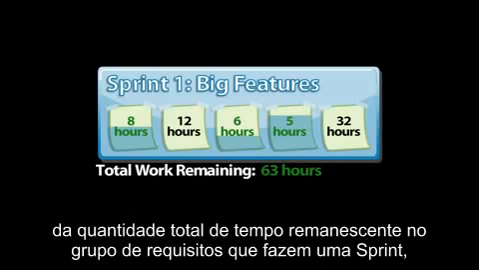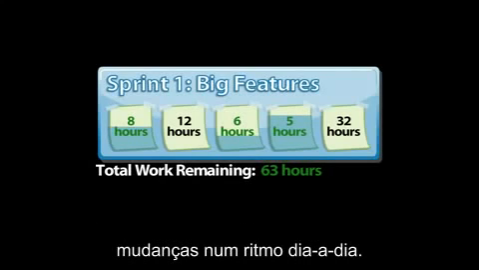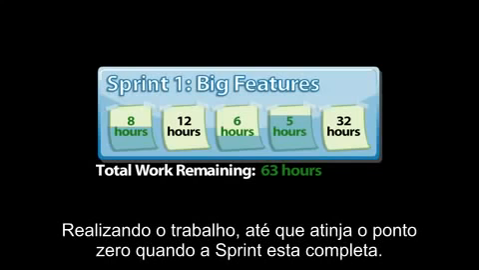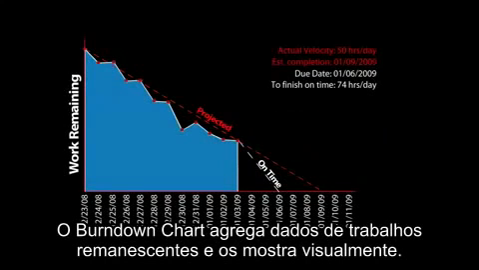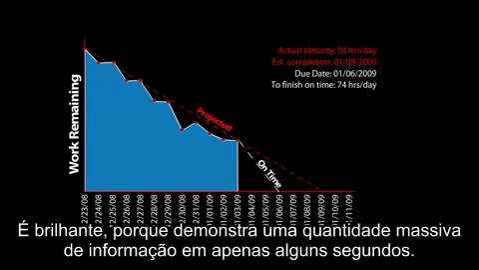So the total amount of time remaining on the group of features that make up a sprint changes on a day-by-day basis, hopefully going downward until it hits 0 when the sprint is complete. The burndown chart aggregates the remaining work data and shows it visually. It's brilliant because it communicates a massive amount of information in just a few seconds.